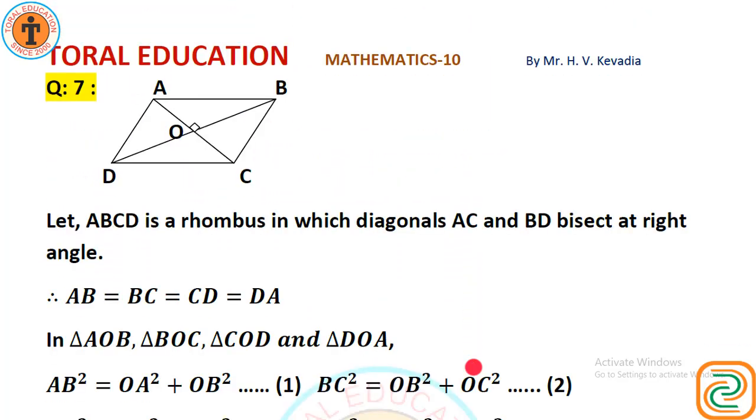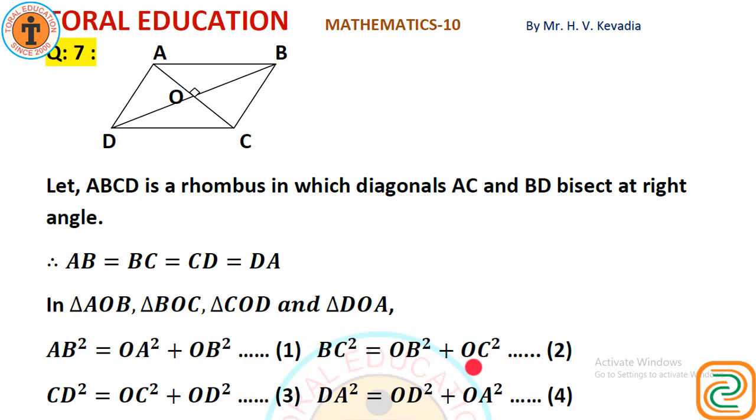Question number 7. Prove that the sum of the squares of the sides of a rhombus is equal to the sum of squares of its diagonals. Rhombus means all the sides of a quadrilateral are equal. If all the sides are equal, then AB equals to BC equals to DC equals to AD. And AC and BD are diagonals.